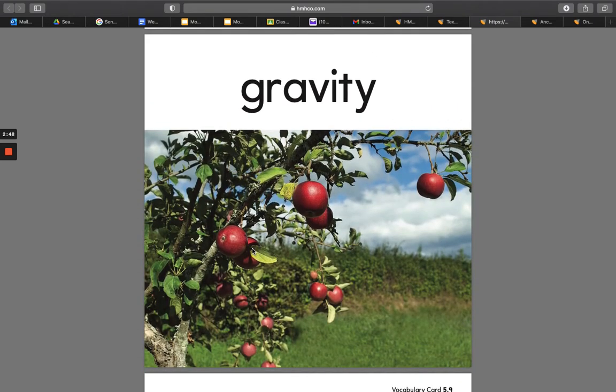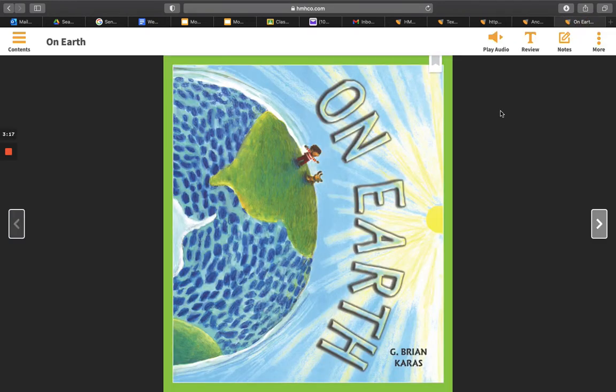And then our last word we're going to look at that's from our story is the word gravity. Say gravity. Gravity is a force that makes things stay close to the earth. So gravity might make a book fall to the floor. In our picture, we have a picture of an apple tree, and gravity will make that apple fall to the earth. So now let's look at our story.